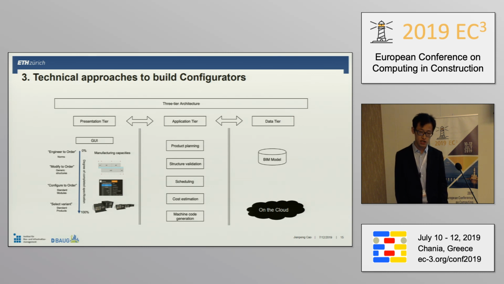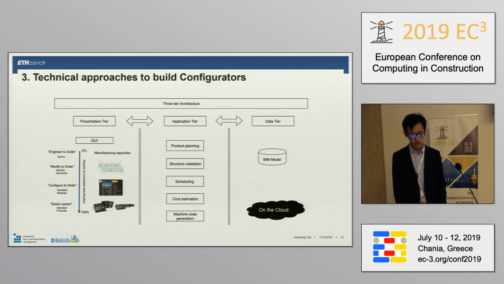On the presentation tier, we find that the user interface enables a different level of freedom for non-expert and expert collaborative design. So according to different project specifications, namely engineering to order, modify to order, configure to order, or select variant, the enabled interactions on the interface include allowing the users to define the constraints themselves. They can arrange a spatial layout. They can just edit the parameter value or select the predefined kit-of-parts.